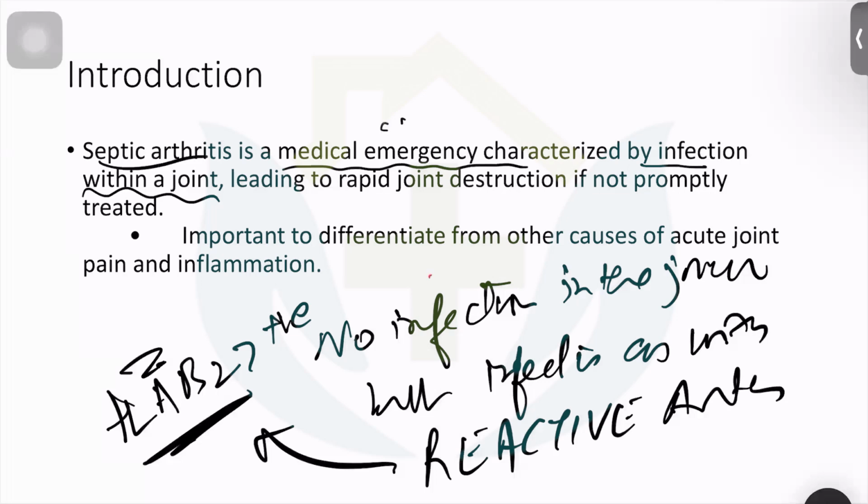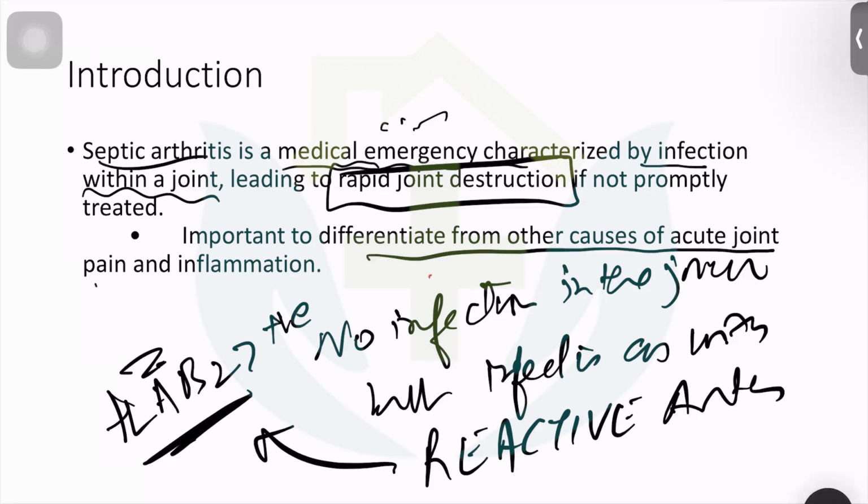a medical emergency. Why? Because it can cause rapid destruction of the joint if not treated promptly. So it is important to differentiate from other causes of acute joint pain and inflammation. What is the investigation of choice?